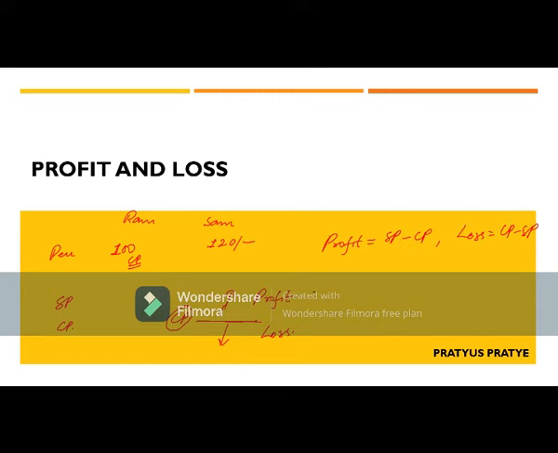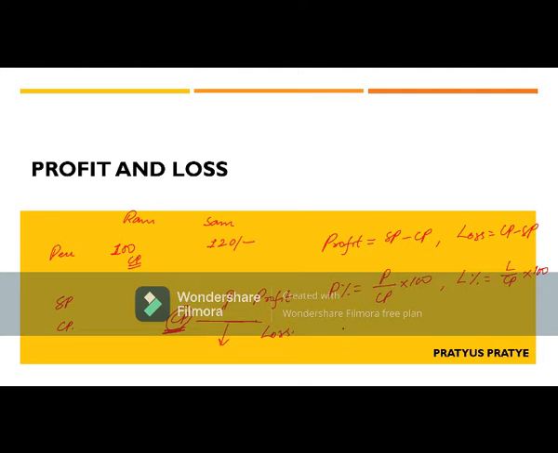Now we come to the next part, that is profit or loss percentage. So how do we calculate percentage? Percentage is always calculated with respect to the base price, or the base quantity. So what is the base quantity here? Cost price. So profit percentage is profit divided by cost price into 100. And loss percentage is loss divided by cost price into 100. So this is the general formula for profit and loss percentages.